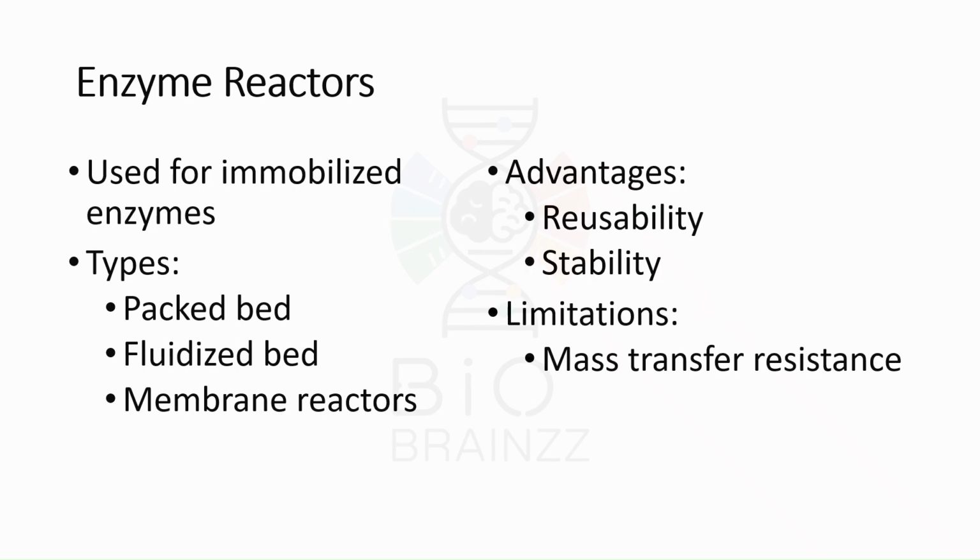Enzyme reactors use immobilized enzymes attached to a support. This allows reuse of enzymes and improves stability. Types include packed bed and membrane reactors. The main limitation is mass transfer resistance, which can reduce efficiency.